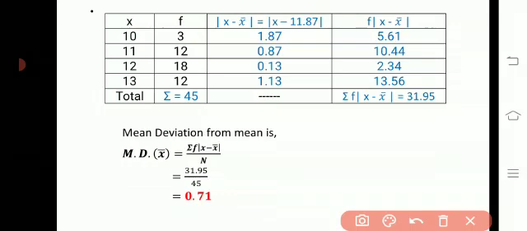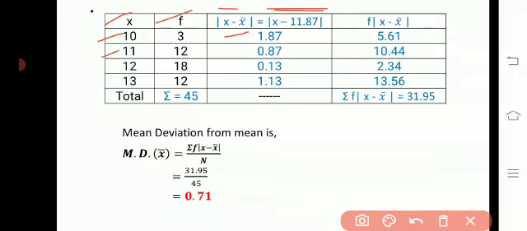Now to calculate mean deviation, we require some more calculation. X values we will write as it is, frequency we will write as it is. Then we have to find absolute value of x minus x bar, where x bar we calculated, that is 11.87. Now we will first find absolute value of x minus x bar, that is 10 minus 11.87. You will get minus 1.87, but since it is absolute value, we have to neglect the negative sign and write it positive. So instead of minus 1.87, we write plus 1.87.